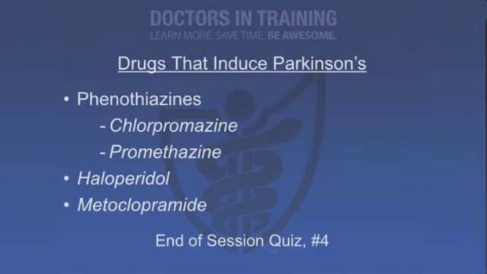The atypical antipsychotic drugs, and haloperidol, certainly can cause Parkinson's disease. And then also another one that you wouldn't think would cause it is metoclopramide. So another medicine that we use for nausea and vomiting or some gastroparesis can certainly cause Parkinson's symptoms.